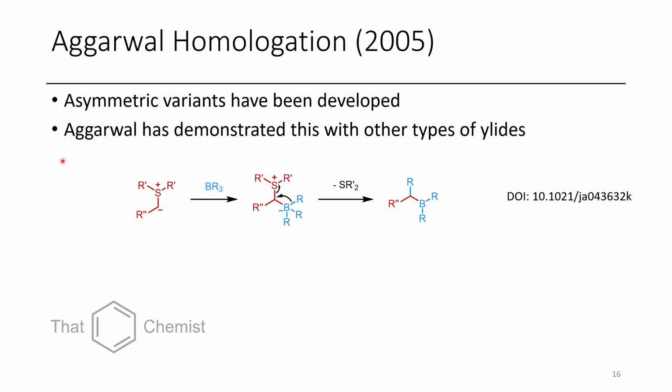So the Aggarwal homologation is a more recent development, which is kind of like the Matteson reaction, but instead of using your typical leaving group like a halide, you can just use a sulfonium ylide to generate your ate complex. So they've also demonstrated other ylides, such as nitrogen and phosphorus ylides, if I'm not mistaken. So the borane can attack. This then forms your zwitterion, and you can undergo the shift of an R group, displacing this dialkyl sulfide as a leaving group, giving us this boron functionalized product, as well as forming a new carbon-carbon bond.